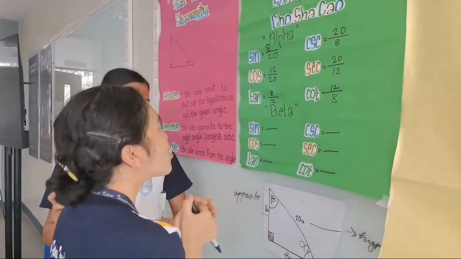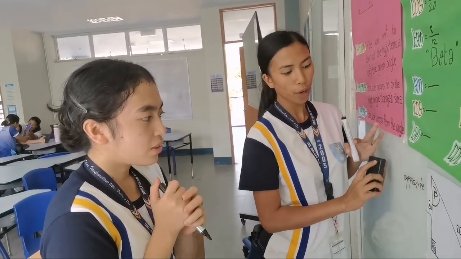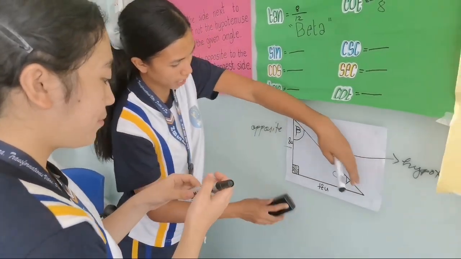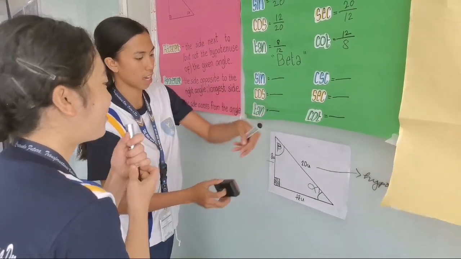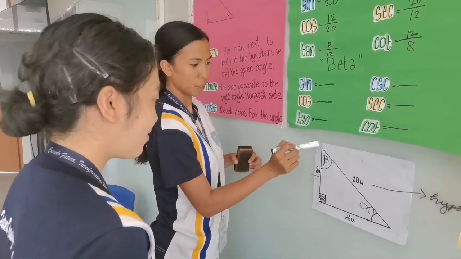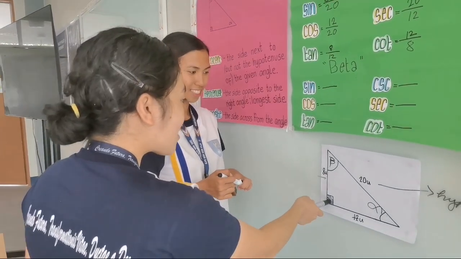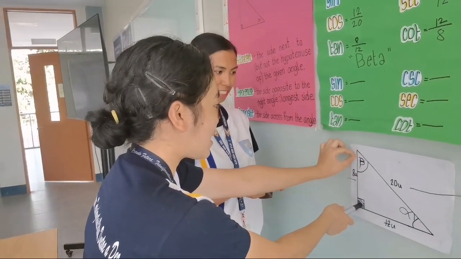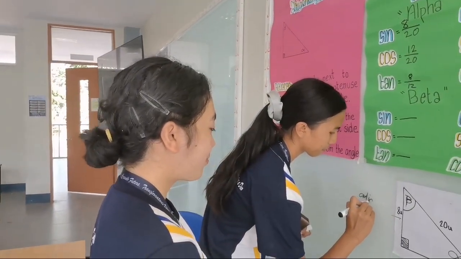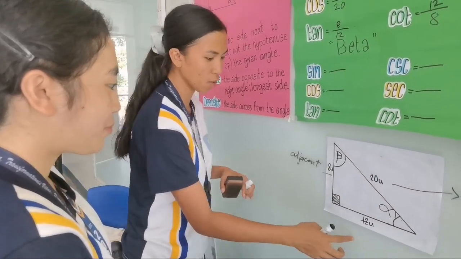So, wait, April. Since beta is our reference angle, we will change the opposite and the adjacent side. Yes. So, since beta is our reference angle, our opposite and adjacent now change. Do you know why? Because the right angle sits right here and our reference angle is here. Very good. So, this is now the adjacent side. And since this is the opposite side, this is now the opposite.